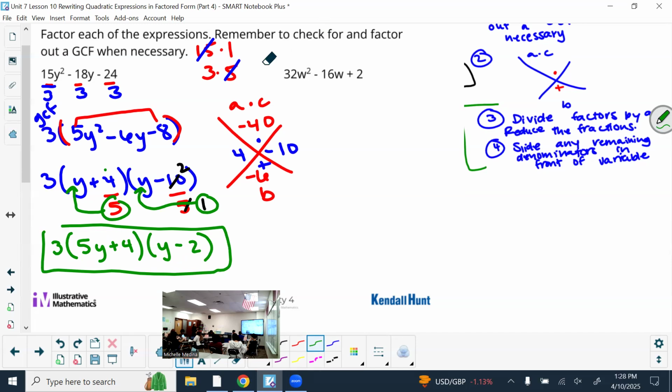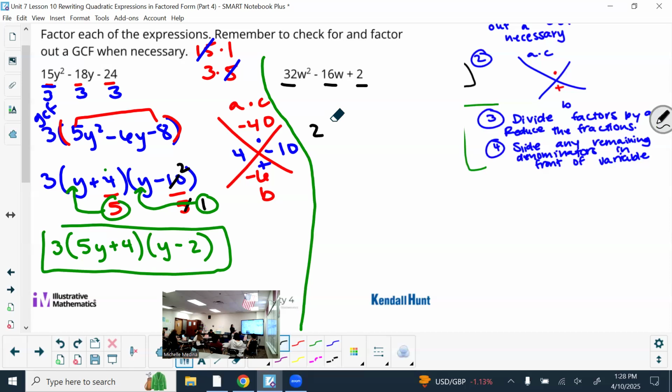Let's do one more, because I feel like some people are lost. Let's look at the one right next to it. Is there a GCF between 32, 16, and 2? Good, my GCF is 2. They're all divisible by 2. Do I need to factor out any variables? No, because they don't each have a variable. So we're going to keep going.